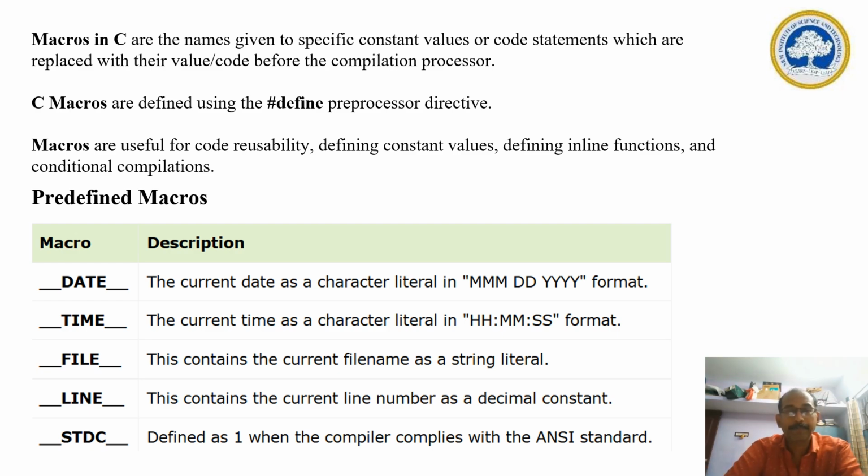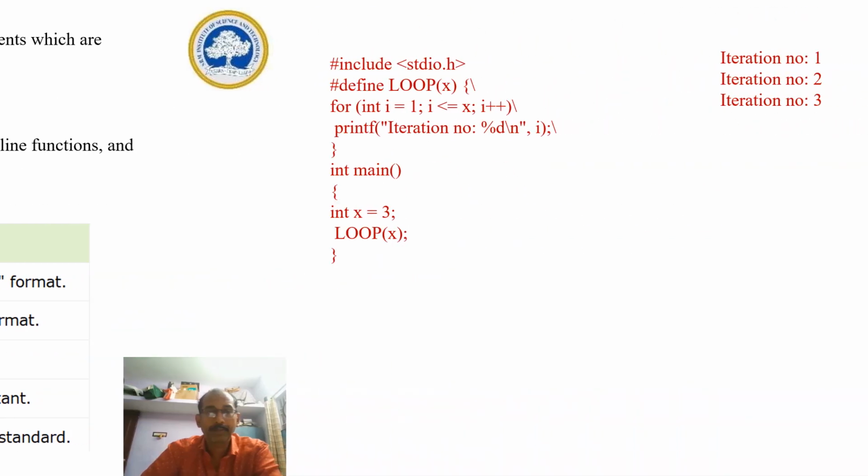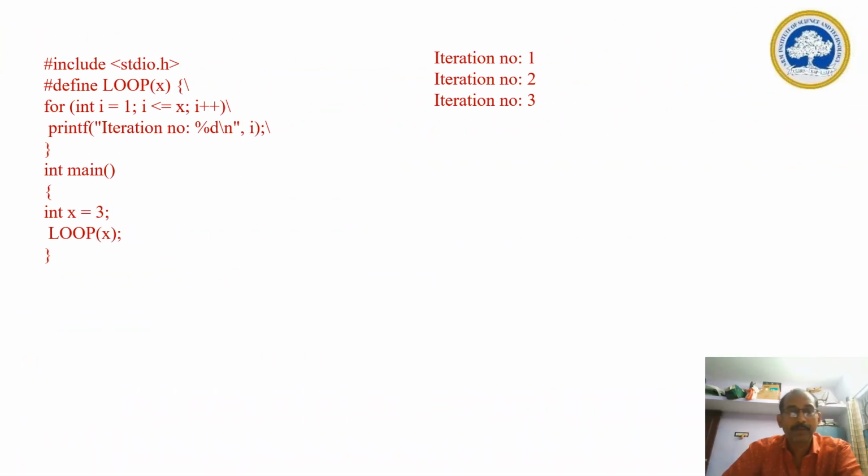Macros in C are the names given to specified constant values or code statements which are replaced with their values before the compiler processes them. C macros are defined using the #define preprocessor directive. We have seen this already. These are predefined macros. So this is one of the important macros.